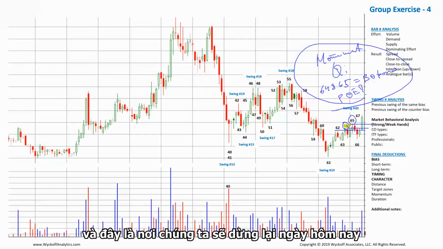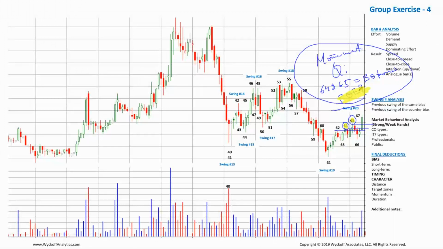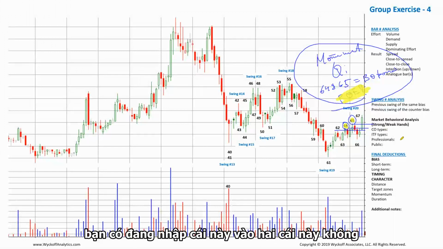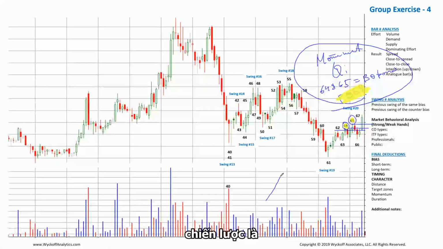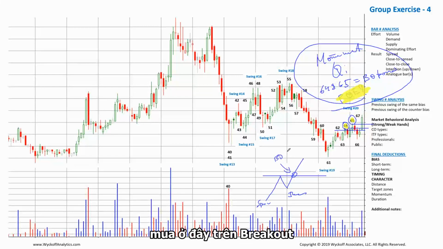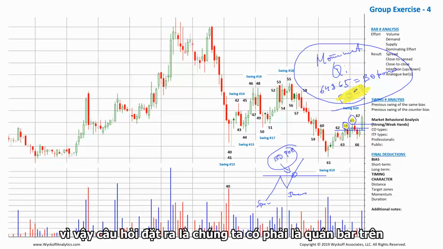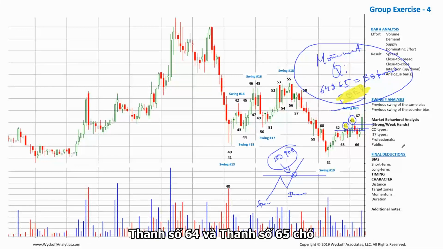And this is where we're going to stop today. Would you be entering this on these two bars, on the breakout bars? Because our strategy was a spring, a test, and we are buying here on the breakout. So the question is, would we be buyers on bar number 64 and bar number 65?